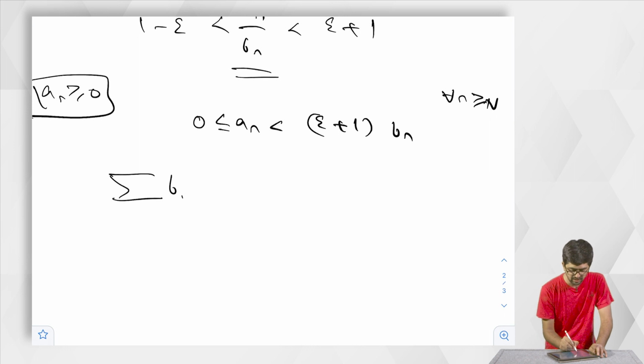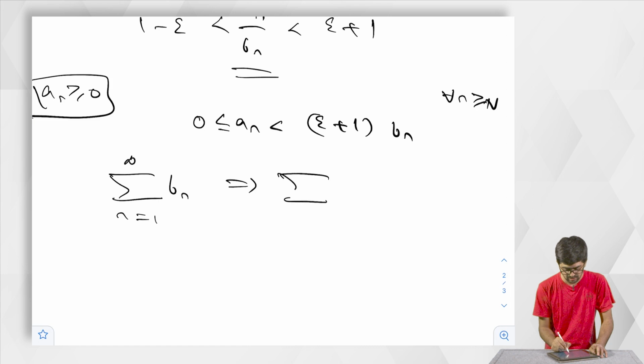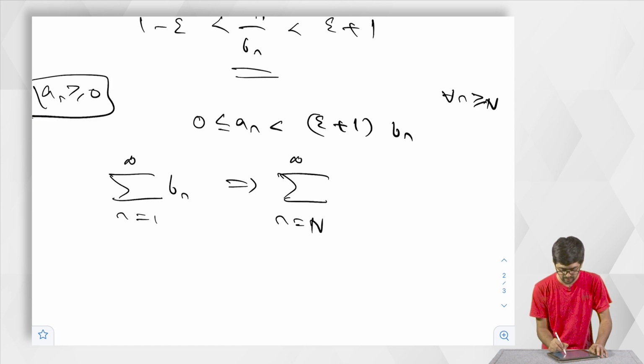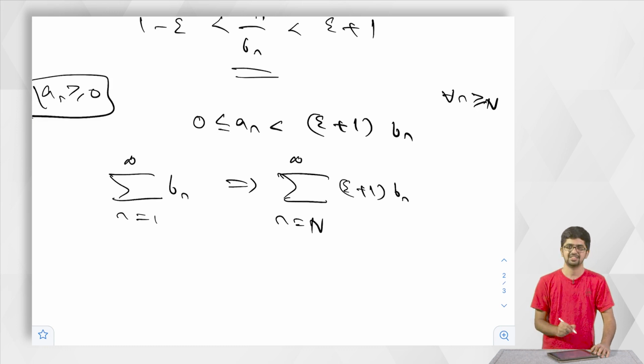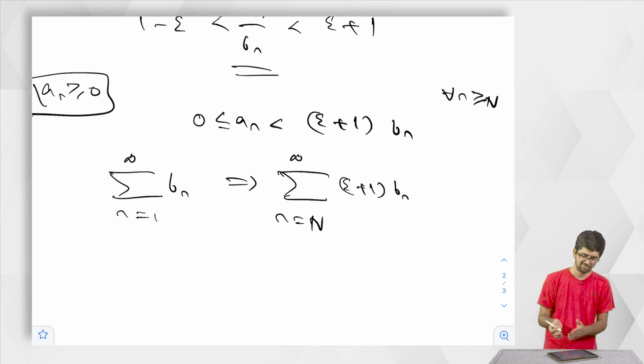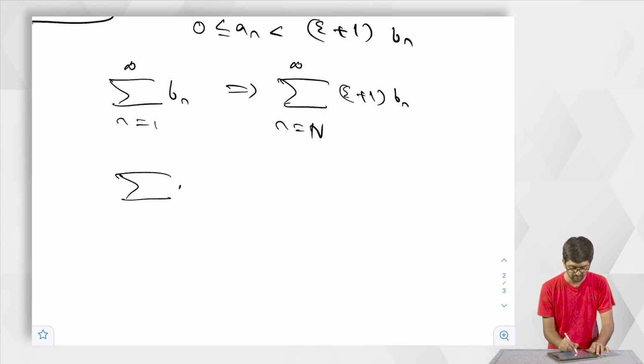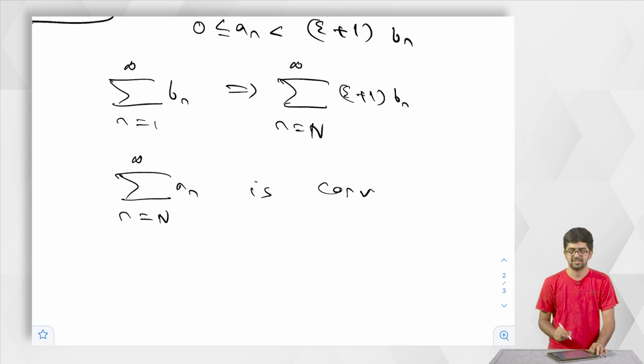Summation b_n, n equal to 1 to infinity, is convergent. This implies summation n equal to capital N to infinity of b_n is convergent, which further implies, multiplying by some other element, it is convergent. Now I have a sequence such that this is less than or equal to this, and we know this is convergent. The same comparison test says the summation of a_n, n equal to N to infinity, is convergent.